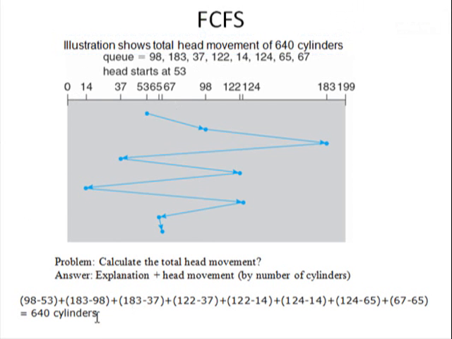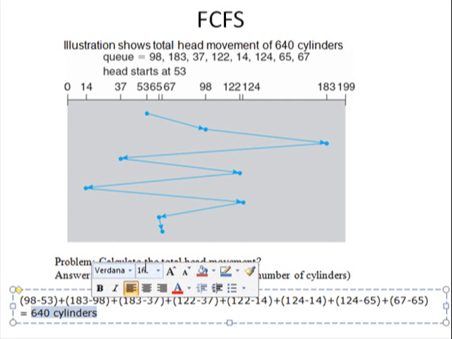So this illustration shows how the movement will be, and generally the question might be that you are asked to explain the FCFS disk scheduling algorithm and also calculate the total head movement in terms of cylinders given a particular queue. So this will be an example of how you should be able to calculate the movement in terms of number of cylinders. This comes out to be, as you can see, 640 cylinders.